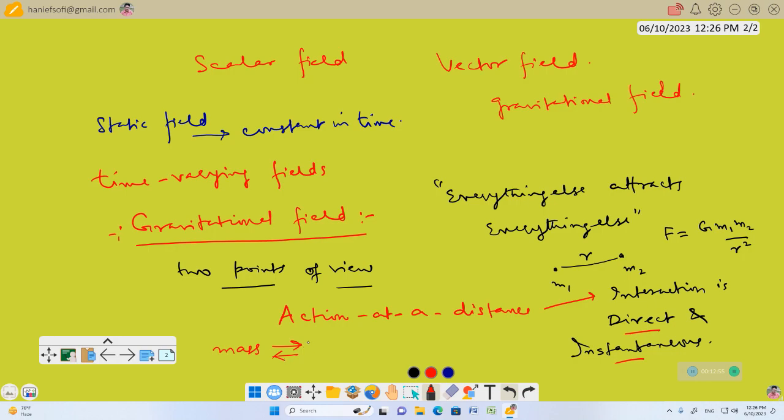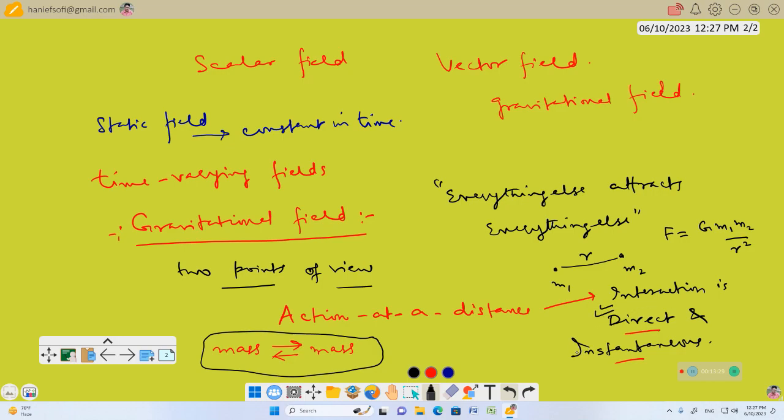We write mass, then show this double arrow and write another mass. So this is how we depict the action at a distance. So there is no intermediary agency between mass m1 and m2. One mass exerts force on the other mass, and in return that mass exerts force on the first mass. There is no third party or intermediary agency with regard to the interaction between these two masses. That's the meaning of direct.